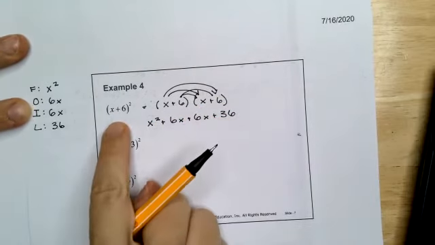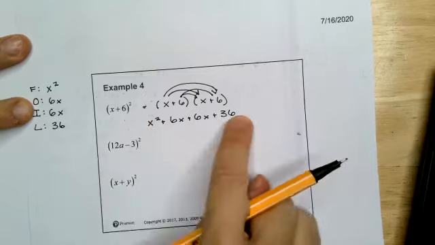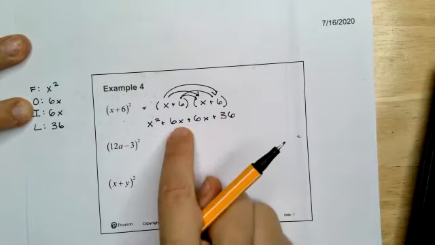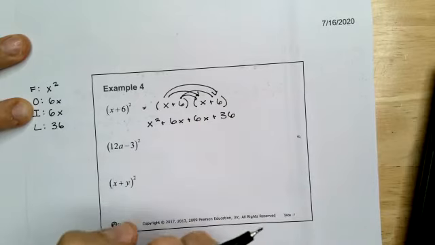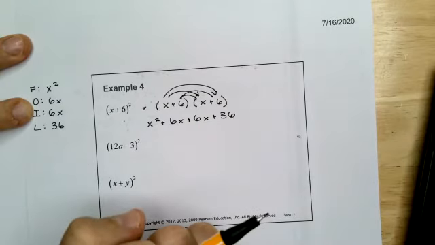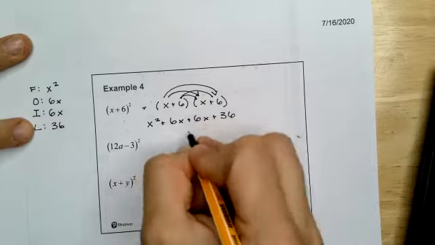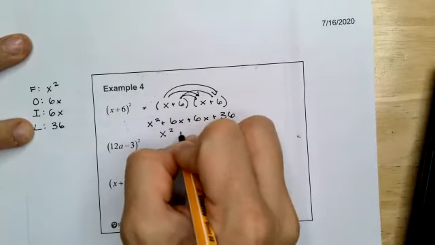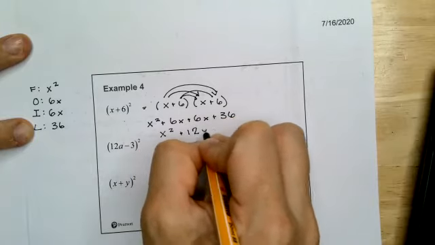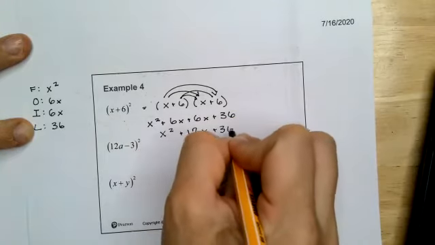And when you are squaring a binomial, you'll always get this format. You'll get two terms in the middle that are the same term, and you just add them together or subtract them together. They'll either be two positives or two negatives. So that becomes x squared plus 12x plus 36.